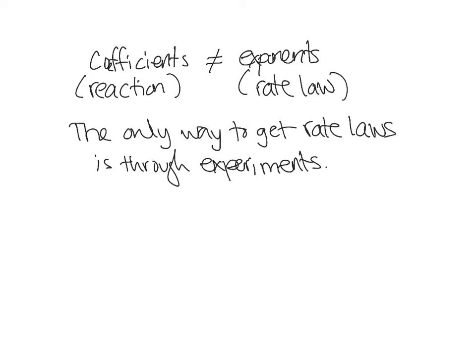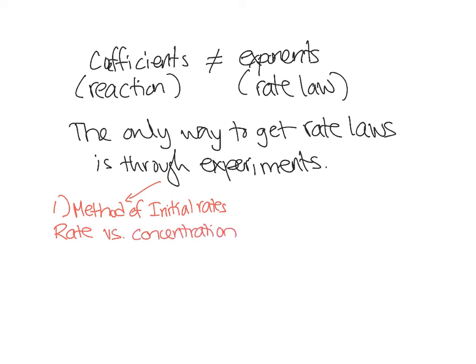If I don't do experiments, I can't just guess at the rate law. And there are 3 types of experiments that we can do, and we'll be looking at each of these in class. The first type is what's called the method of initial rates. Right? And the method of initial rates says, let's do experiments where we measure rate versus concentration. So let's do a bunch of experiments. Let's change the concentration of the reactants and measure the rate, and that gets the exponents and the K and the rate law.